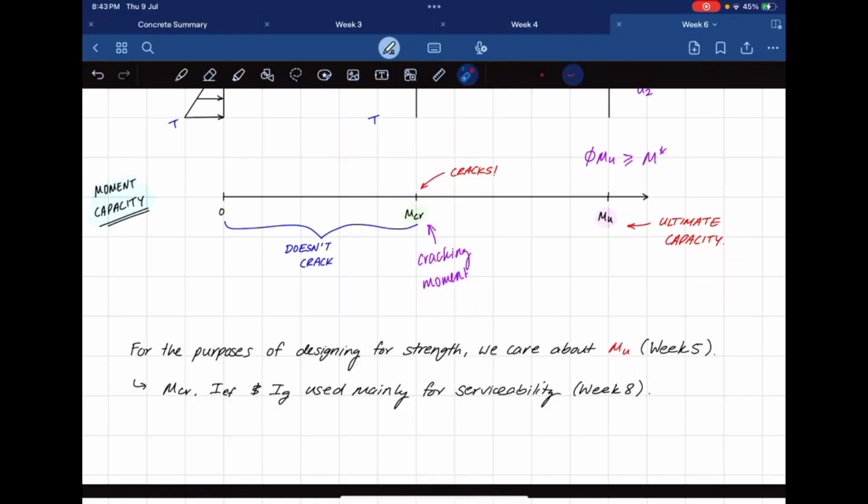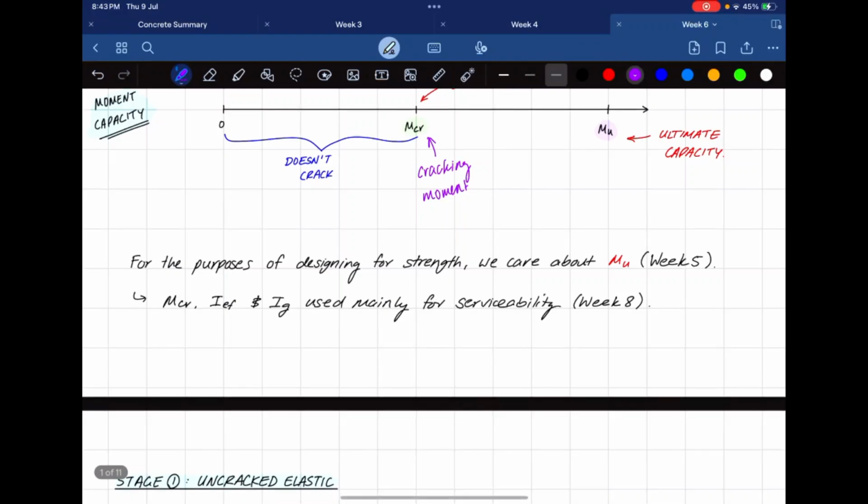MCR, IEF, IG. So IEF is your effective second moment of area. I'm going to touch on that in week 8 because it's used for serviceability. So when we're thinking about the deflections of a curve, that's when it actually really matters. For now, it's not too important to us at all.